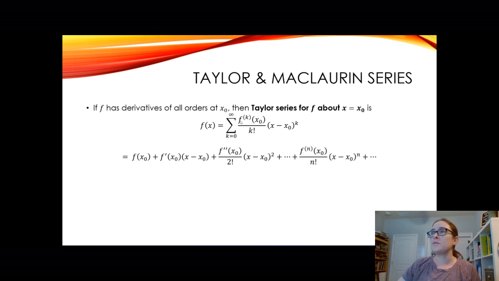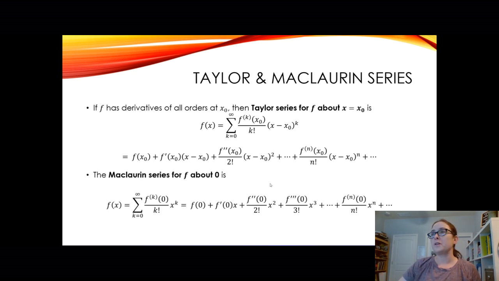I'm doing the kth derivatives of f evaluated at a given value x naught divided by k factorial, and then times x minus x naught to the k. So you can see what it looks like if we expand it out here. So that is a Taylor series. Big difference here is now I have a dot, dot, dot at the end, indicating that this goes on forever.